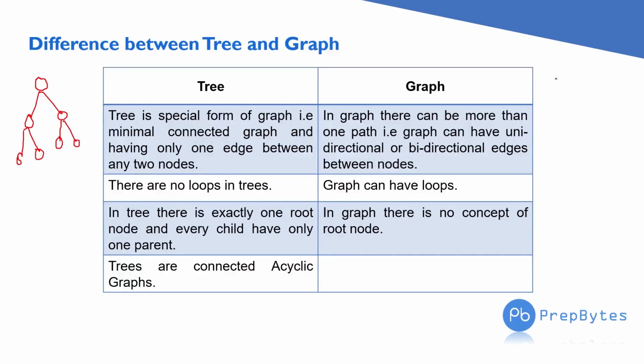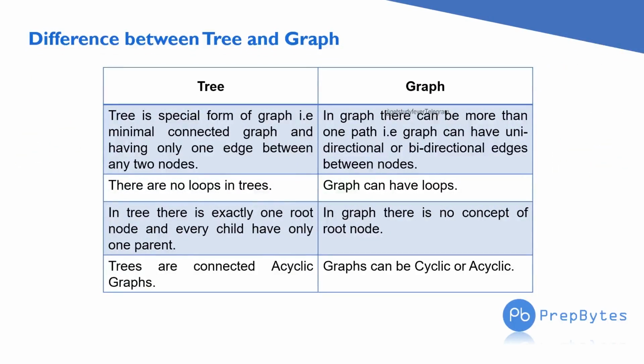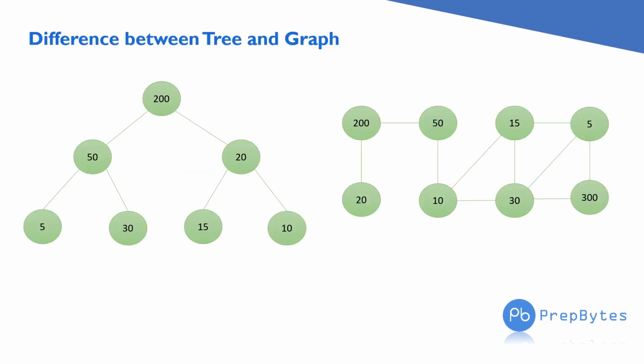But graphs can be disconnected. For example, this is one graph and this is another graph. Okay, so these two together are a single graph, but they are two disconnected components. But this is also a graph. So graphs can be cyclic or acyclic in nature, and trees are connected while graphs can also be disconnected. There can be two connected components of graphs. Okay, this is a tree and this is a graph.